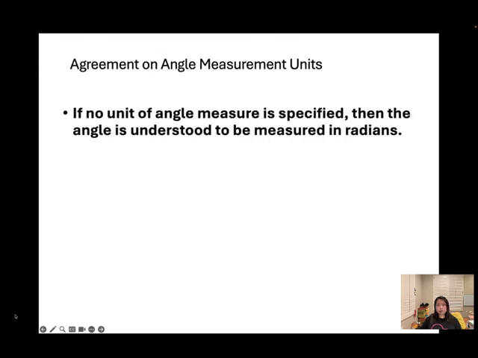If no unit of angle measure is specified, then the angle is understood to be measured in radians. If the angle doesn't have a unit, we will just assume that we're talking about radians.